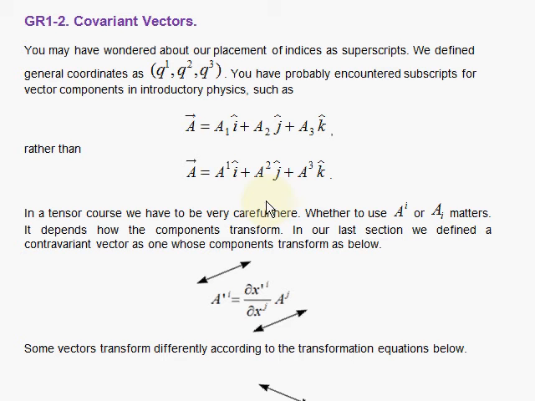Covariant vectors. Here we're going to differentiate between covariant and contravariant vectors by using the placement of the subscripts or the superscripts. So here with a subscript, that's going to mean a covariant vector, and the superscript is going to be referring to a contravariant vector. Now let's just review carefully the contravariant vectors.